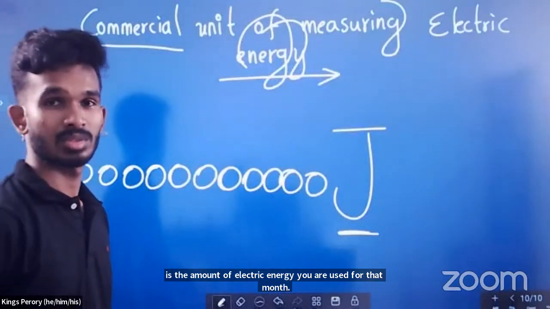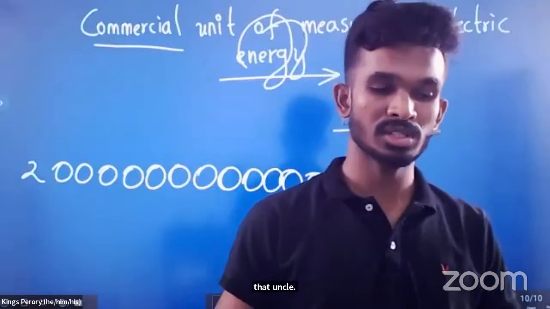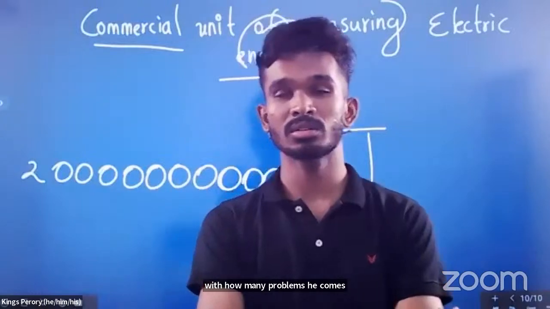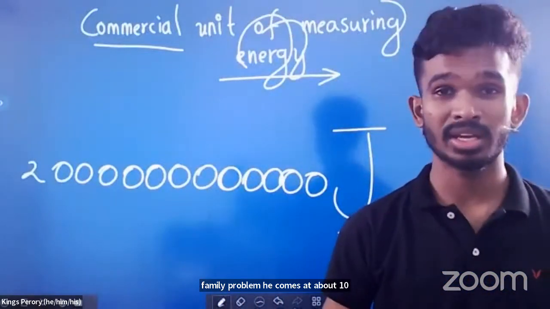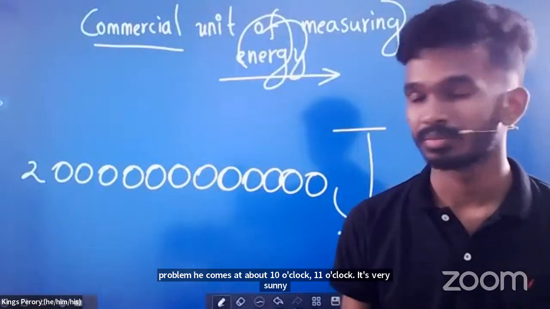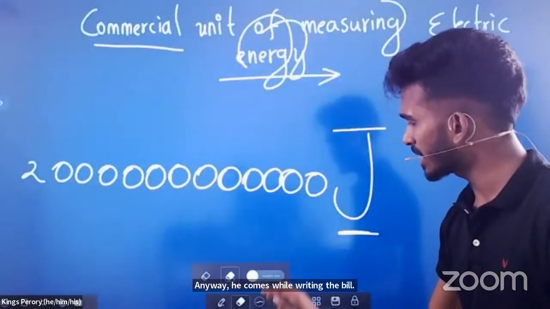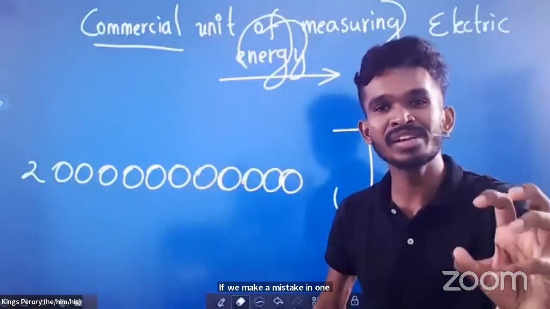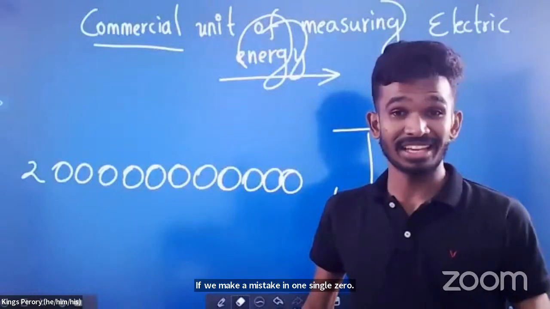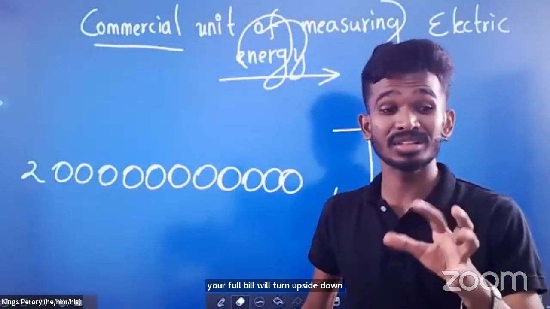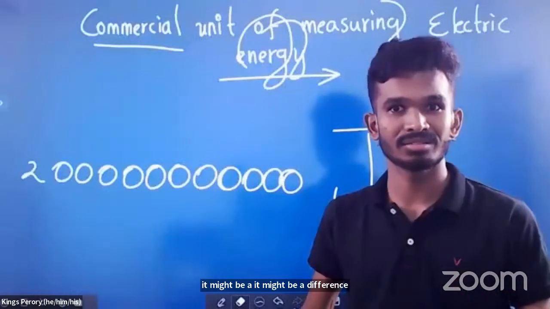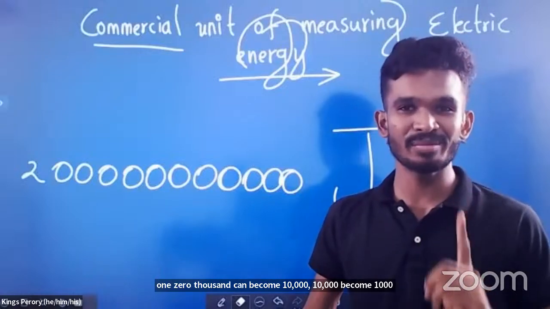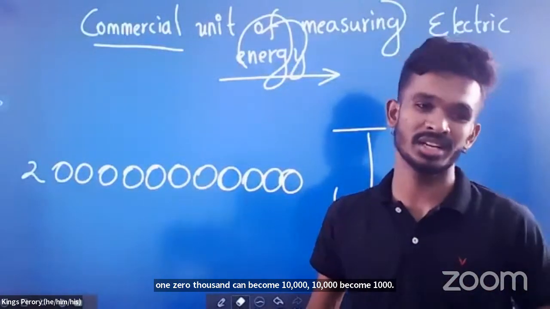That uncle comes about 10 or 11 o'clock, when it's very sunny, with all his family problems, while writing the bill. If we make a mistake in one single zero, your full bill will turn upside down. It might be a difference between million and billion. 1,000 can become 10,000, and 10,000 become 1,000. If we make a mistake in one zero, the full bill will turn upside down.